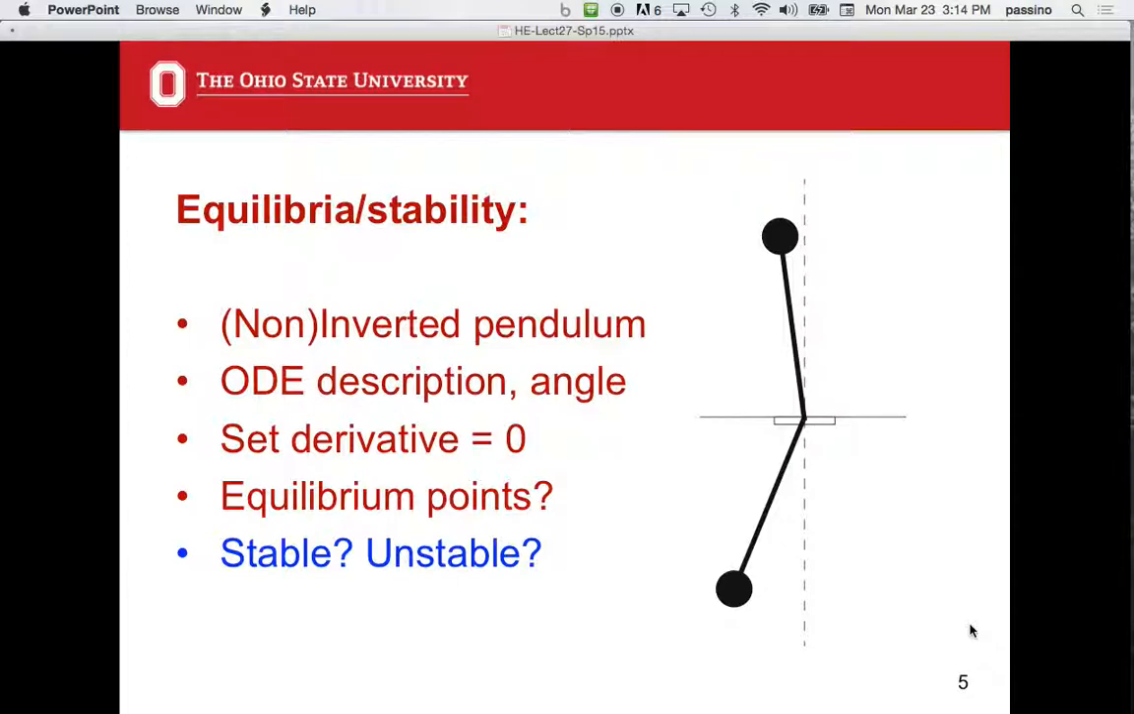There's two equilibria in this system. There's one down here and one up there. It's two equilibria, okay? Because the dot of the angle variable is zero in both those cases. It's not going to be for any other case, right? If you take it over here and you let it go, it's going to fall, right? So those are the only two cases in this example where you will have equilibrium.